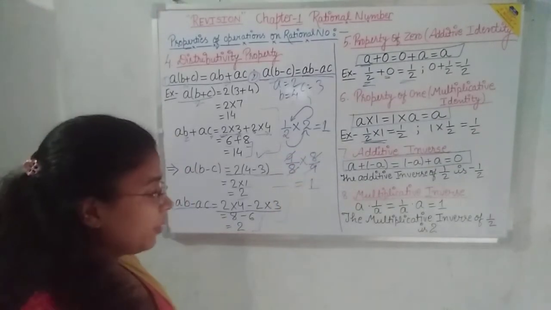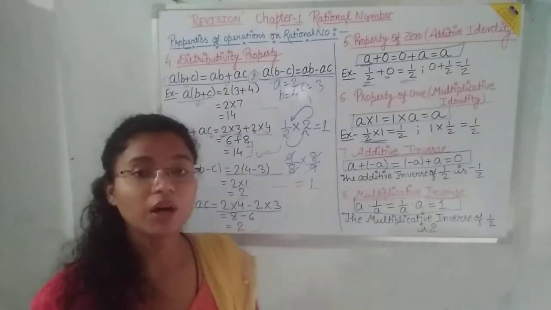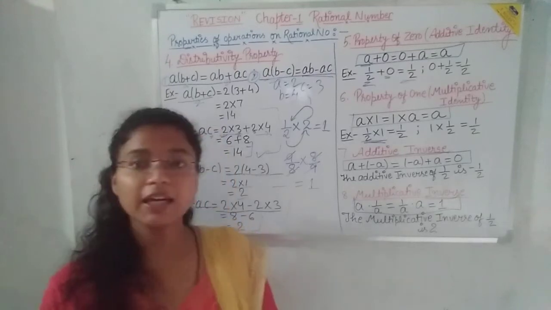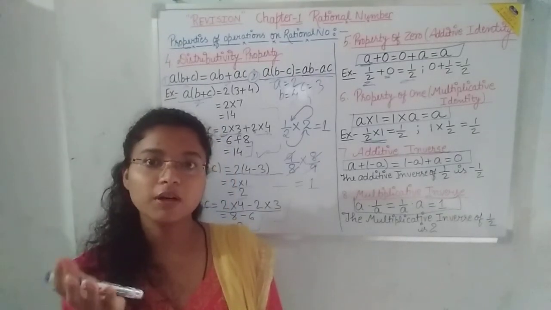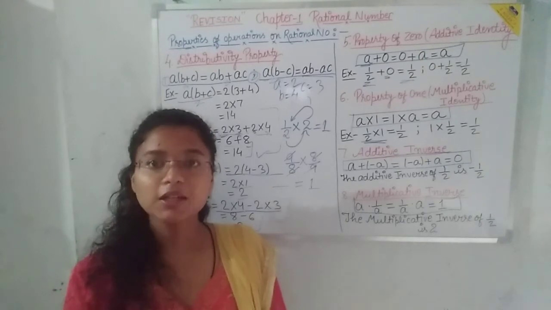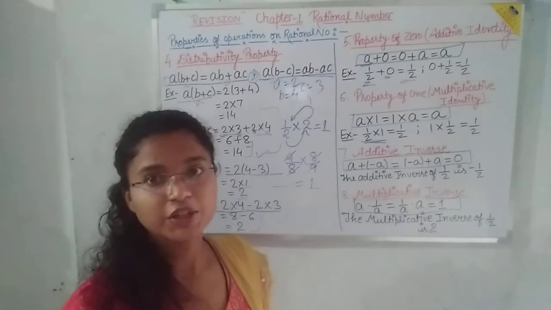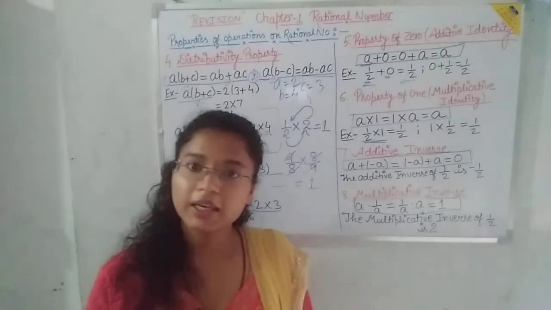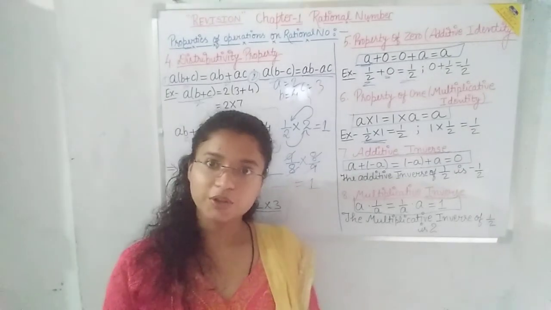This is the condition of the multiplicative inverse. Whatever rational number you are taking, you have to take the reciprocal of that rational number, and when you multiply them, you will get 1. So these were the properties of rational numbers. Only one topic is left. That topic we will discuss in our next video. Thank you.